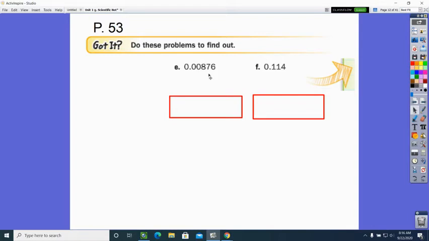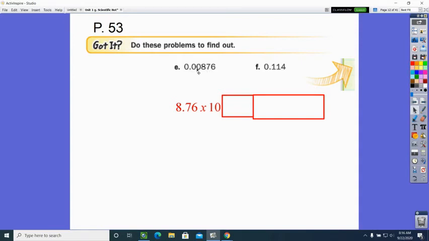So I would have put the decimal in between the 8 and the 7. So the start would look like this. Then I'd put the times, and then I'd put 10. And now I have to write the power of 10. The decimal started here, but it's going to end in between the 8.7.